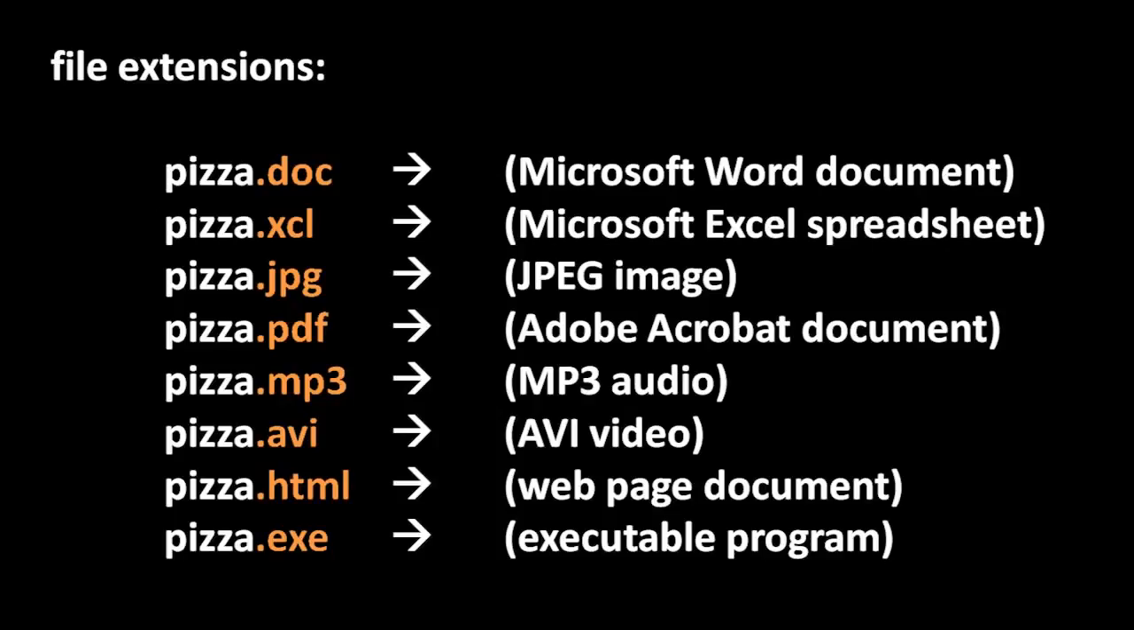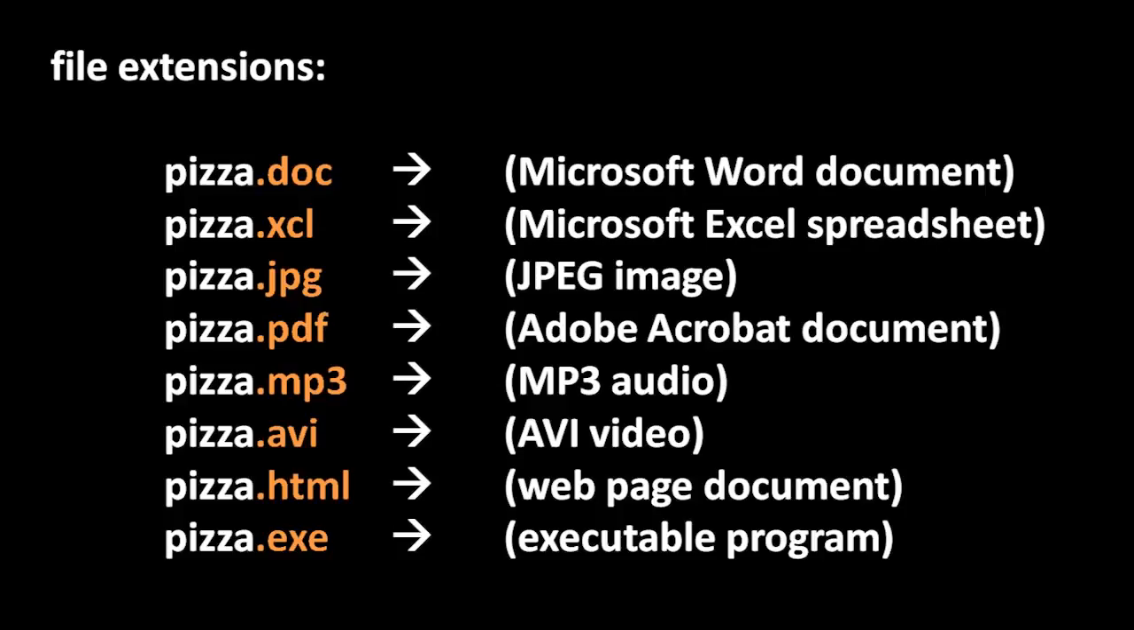When you name a file in Windows, by convention the file's name should end in what's called a file extension. A file extension is a dot followed by some number of characters, usually just 3. And the idea of the file extension is that it denotes the type of the file.